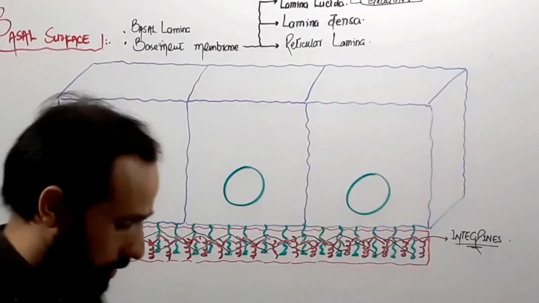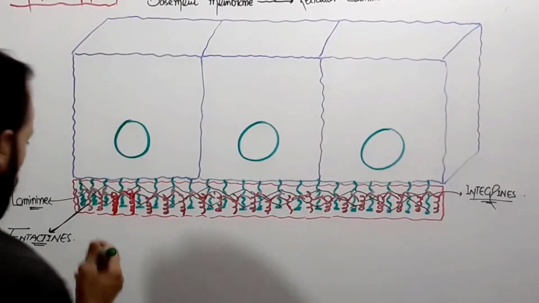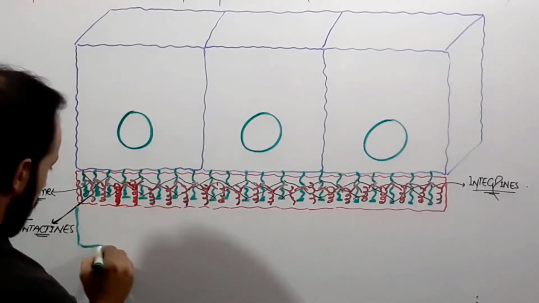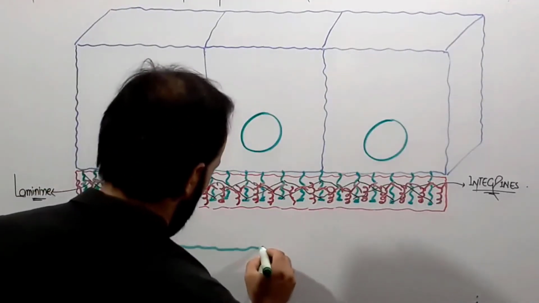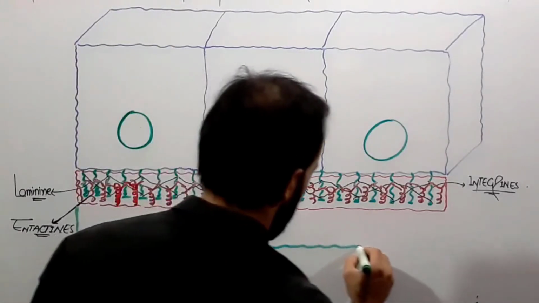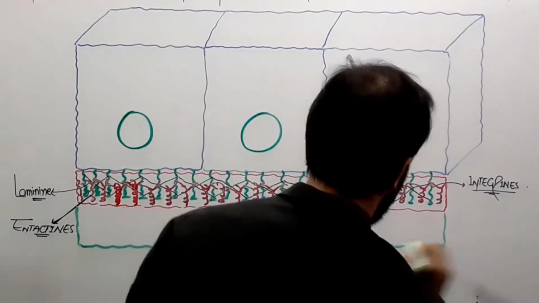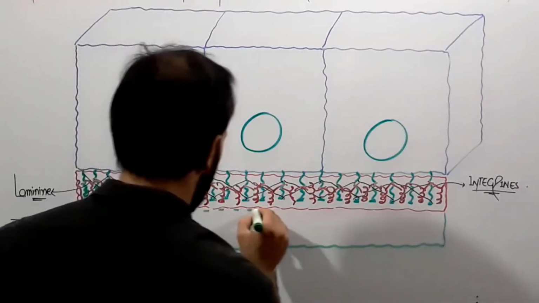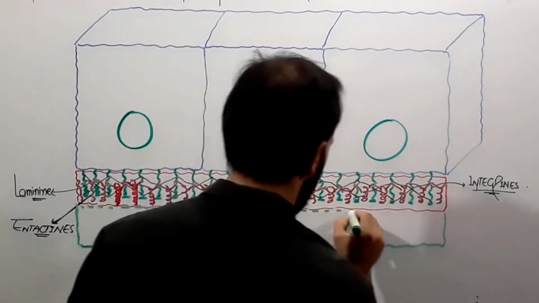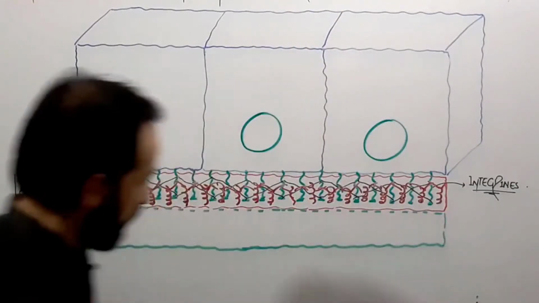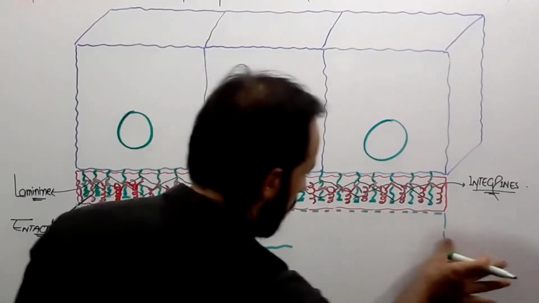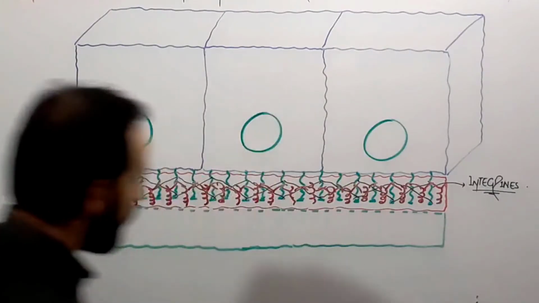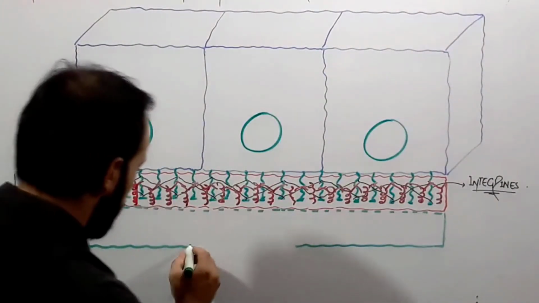Very simple, right? Then there is the second layer below the lamina lucida, and this layer is called the lamina densa. Why is it called lamina densa? Because it is a little bit denser than the first layer. That's why we call it lamina densa. And in this lamina densa, what is found there? Now we will see what is present in the lamina densa.